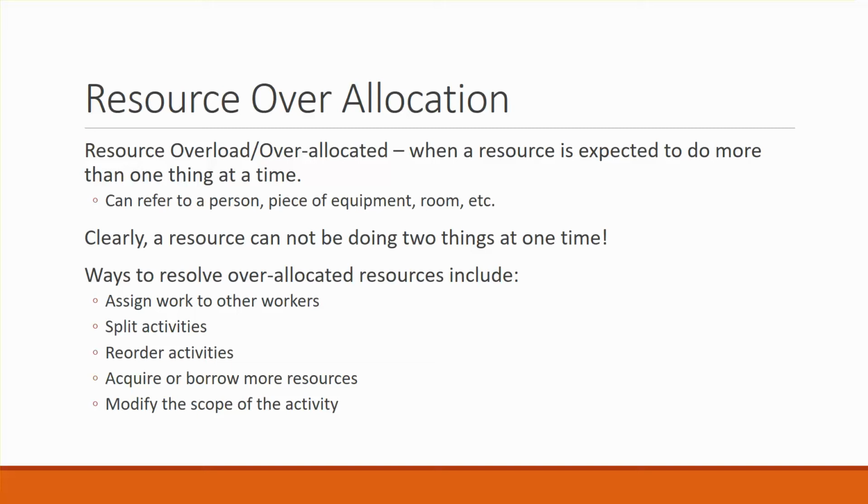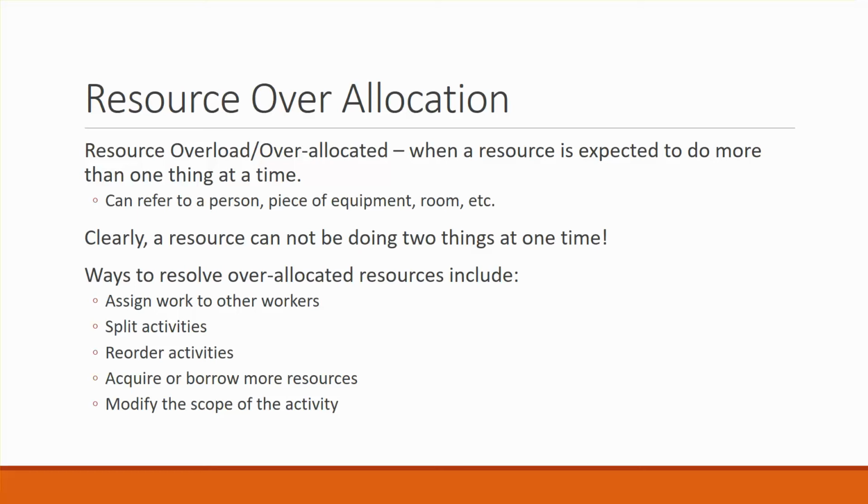Now remember that a resource can refer to a person, it can refer to equipment, it can refer to a room, it can refer to a bunch of different things. Resources are a variety of different things. We tend to think of them as human, but we can also have other kinds of resources that can be over allocated. You may need a piece of equipment in two different places at the same time. Well, we already know that can't be. You cannot have a digger digging in two different spots on a project at the same time. So you cannot have any resource doing two things at the same time.